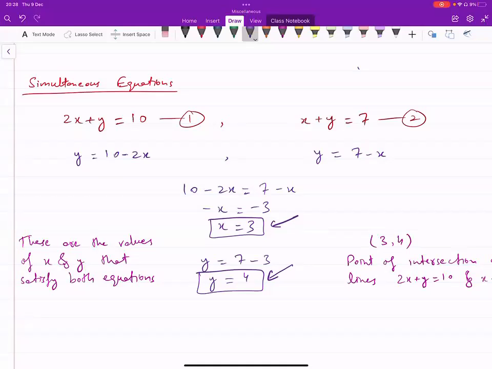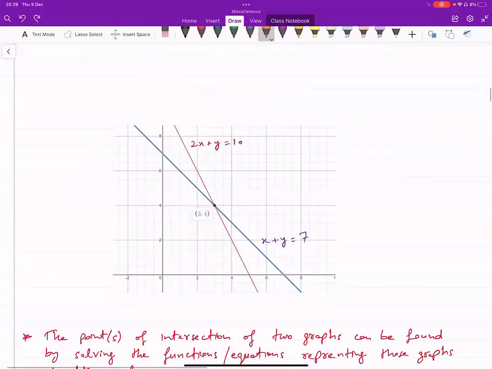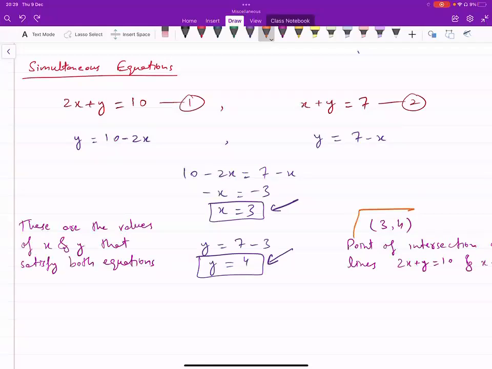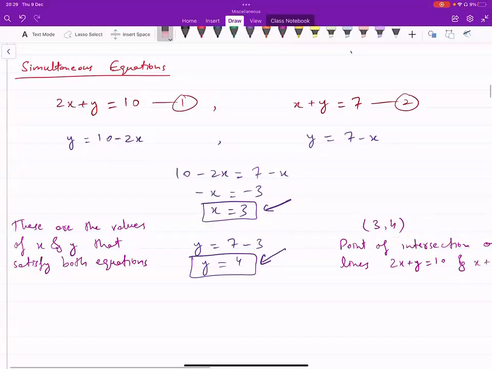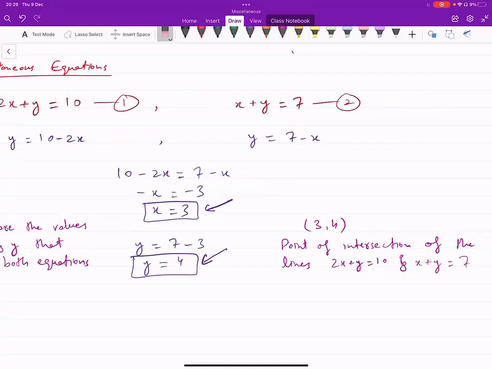So you know how to solve simultaneous equations already. हमने quadratics में भी discuss किया था. We often use this method here, that we make the same variable the subject in both equations, and then we just equate both of them. Now, what do these values of x and y represent here? 3 and 4. These are basically the coordinates of the point of intersection. 3 and 4 here are the coordinates of the point of intersection of these two lines, 2x plus y equals 10 and x plus y equals 7. You do lines. The point of intersection is (3, 4).